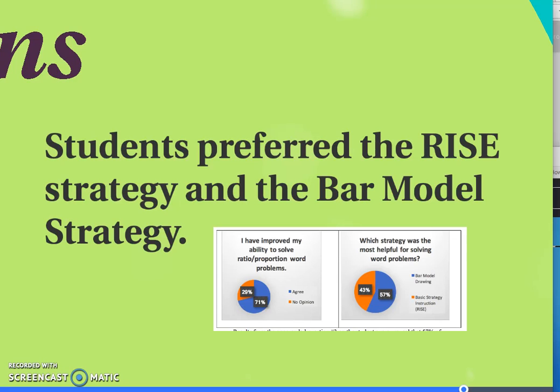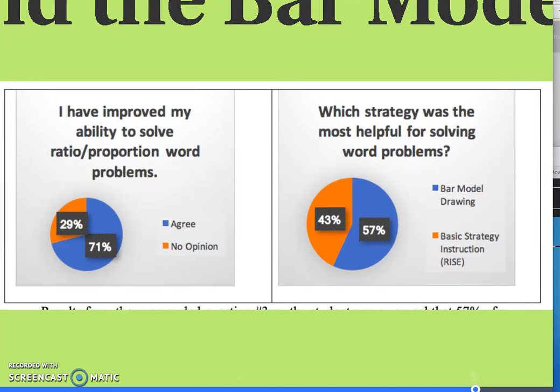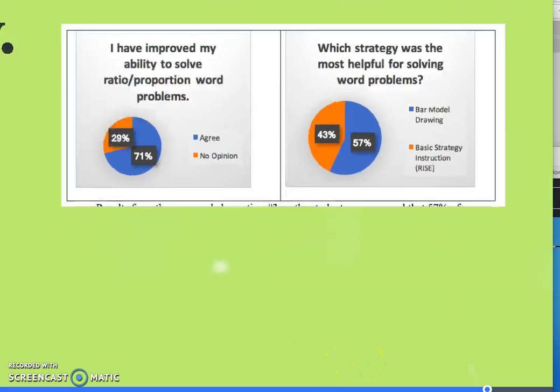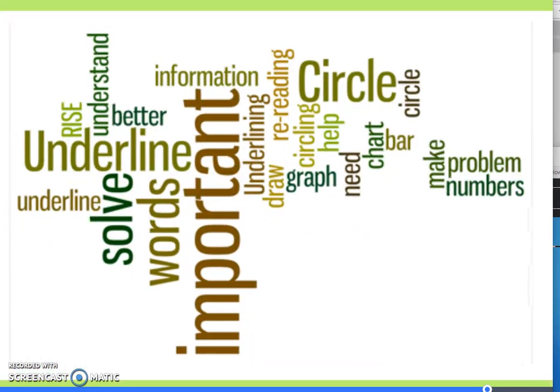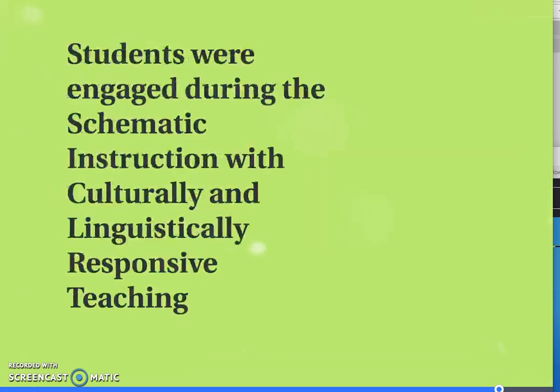From the student survey, I realized that students preferred the RISE strategy and the BAR model strategy. And overall, students felt like they had improved in their ability to solve ratio and proportion word problems. This is a word splash created from the student survey, the open-ended question, and something that really stood out during the process was students just attended to the questions a lot better than they did before starting the action research. So things like underlining and circling important information, that stood out in student responses as something gained during this process.